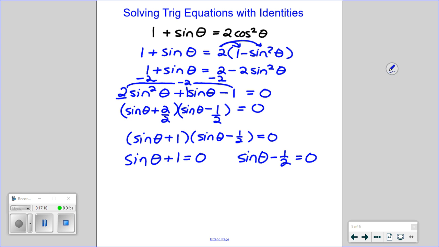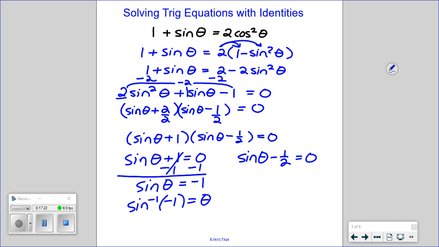Now sine theta plus 1 equals 0. We're going to subtract 1 on both sides. Use our inverse. All right, and we're going to think back to our unit circle where sine is equal to negative 1. That would be at negative pi over 2 plus 2n pi.